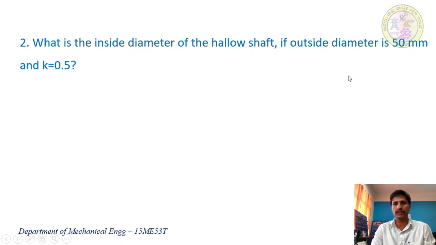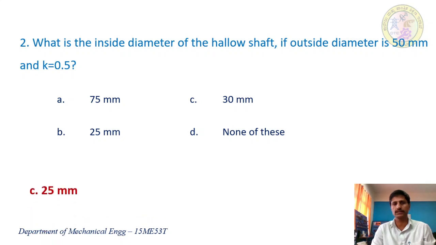Next MCQ is, what is the inside diameter of the hollow shaft if the outside diameter is 50 millimeter, if K is equal to 0.5? Answers are 75 millimeter, 25 millimeter, 30 millimeter, none of this. Please give your answer. The right answer is 25 millimeter.